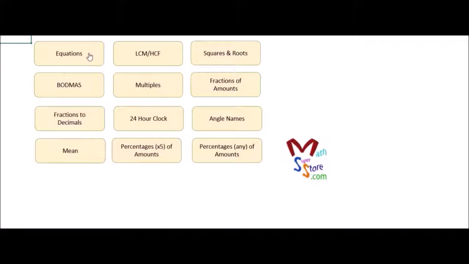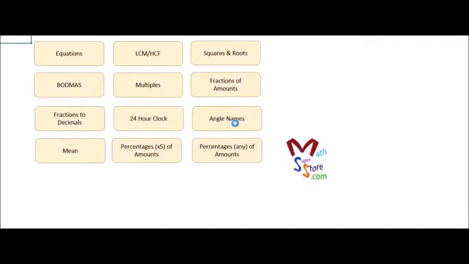There's also a maths version. You can choose from equations, BODMAS, fractions to decimals, mean, lowest common multiple, highest common factor, multiples, 24-hour clock, percentages of multiples of 5, of amounts, squares and square roots, fractions of amounts, angle names, and percentages of any amounts.